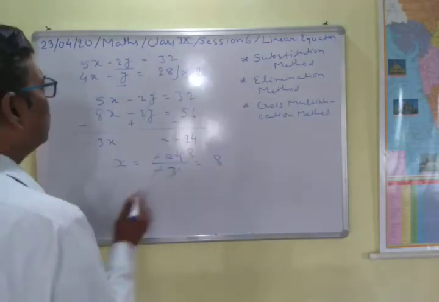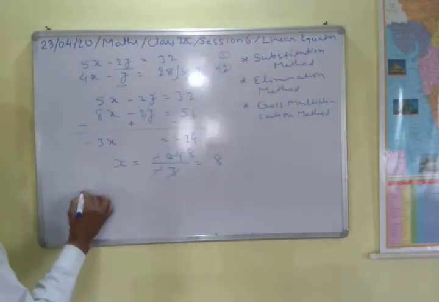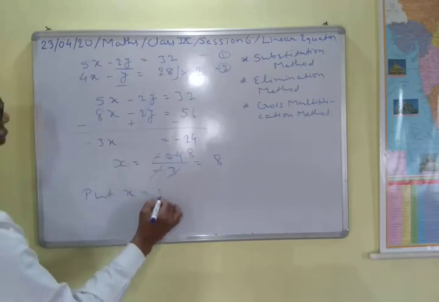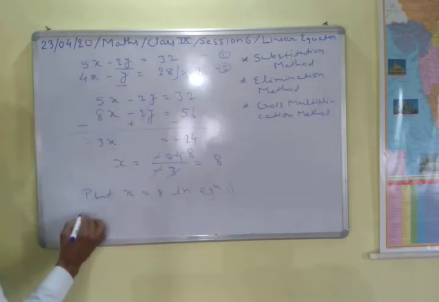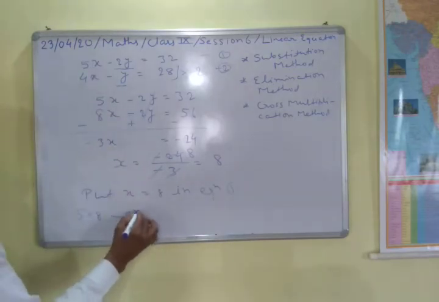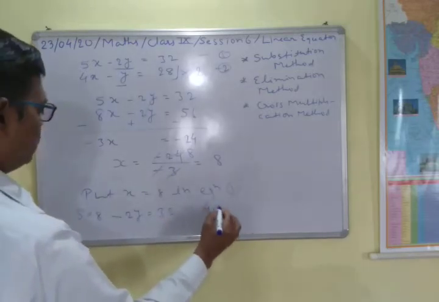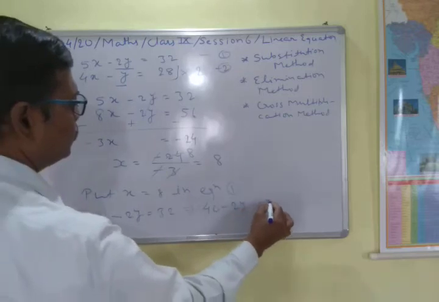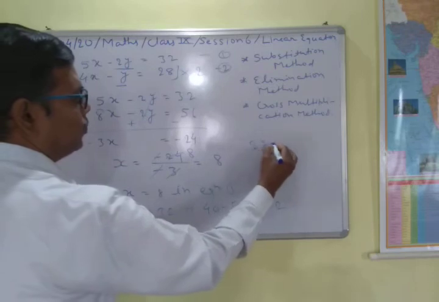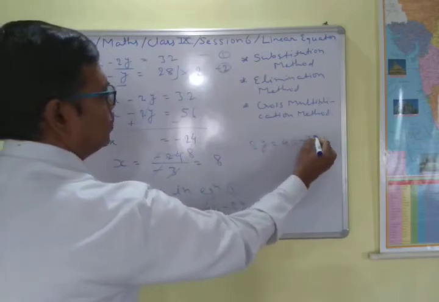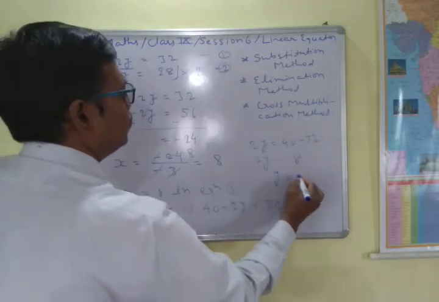Now put the value of x in any equation. You can say here this is 1 and this is 2. So put x equal to 8 in equation 1. Then 5 into 8 minus 2y equal to 32. Then it will imply 40 minus 2y equal to 32. Then 2y equal to 40 minus 32. Then 2y equal to 8. Then y equal to 4.